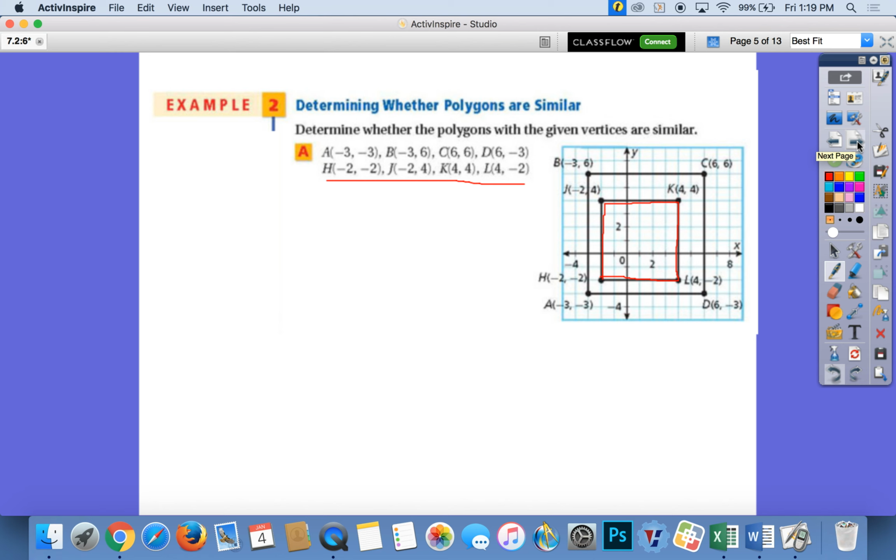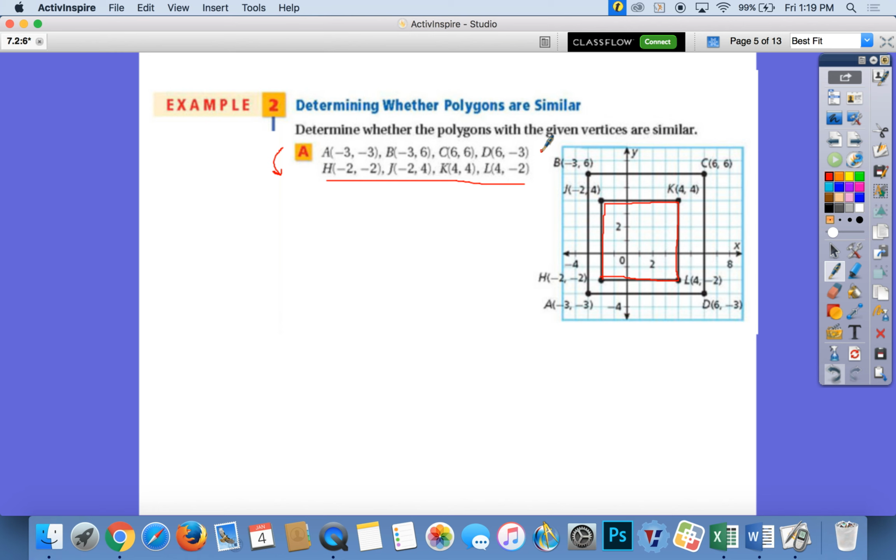So what we're going to do now, guys, is we'll go backwards. In order to figure out what your scale factor is going to be, it's important that you notice the order that the problem has it in, because your scale factor can change based on if you're going from the smaller to the larger polygon or from the larger to the smaller polygon. It's basically asking you to determine whether the polygons with the given vertices are similar.